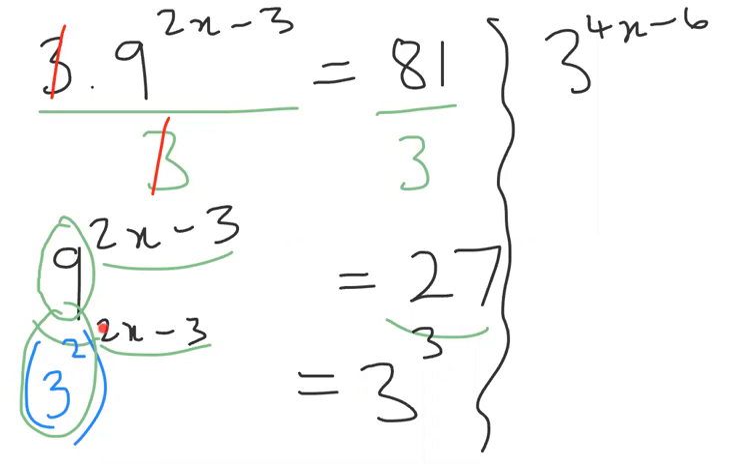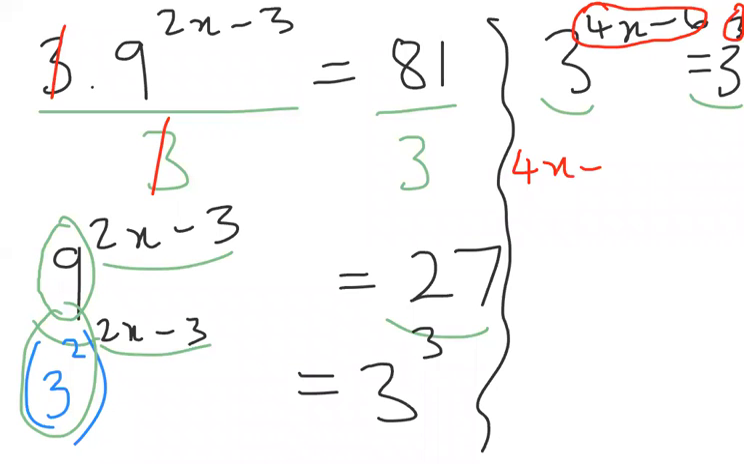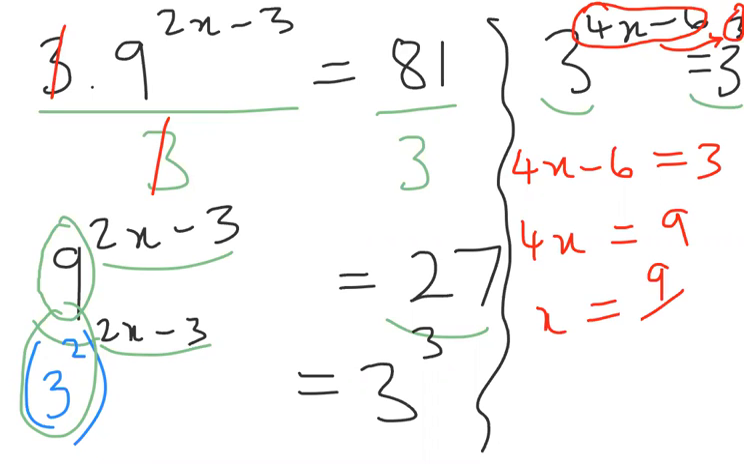So this becomes 4x minus 6. And all of that equals 3 to the power 3. Now we have this 3, that is the base. And we have this 4x minus 6 on the left, and we have this 3 on the right. So that means we can literally at this stage say 4x minus 6 equals that 3. So those equal each other. And then you just simplify, that becomes 9, and then x becomes 9 over 4.